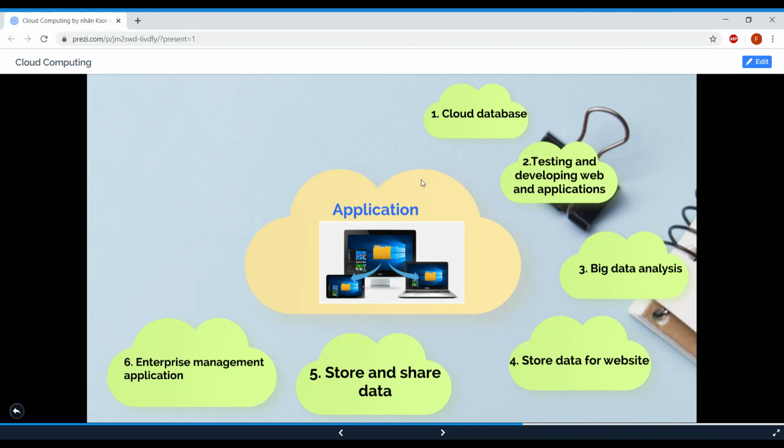Applications of cloud computing: there are six applications. One, cloud database. Second, testing and developing web and applications. Third, big data analysis. Fourth, data storage for the web. Fifth, file storage and sharing data. Sixth, enterprise management applications.